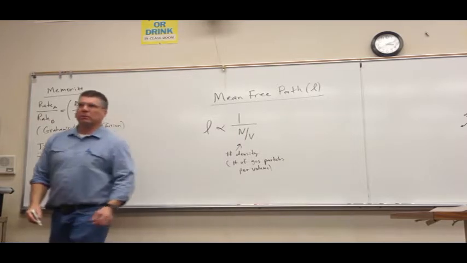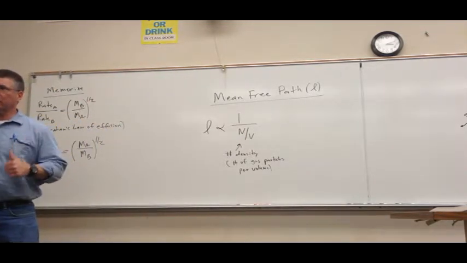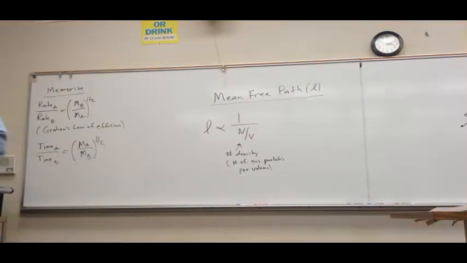You guys buy that? Does that make sense? You don't like it? So if it's more dense, N over V is the number density, right? So if the density is greater, a bigger number, that means the mean free path is going to be smaller. If the density is less, the mean free path will be longer. That's all that's saying. It's a proportionality, it's not equals, right?